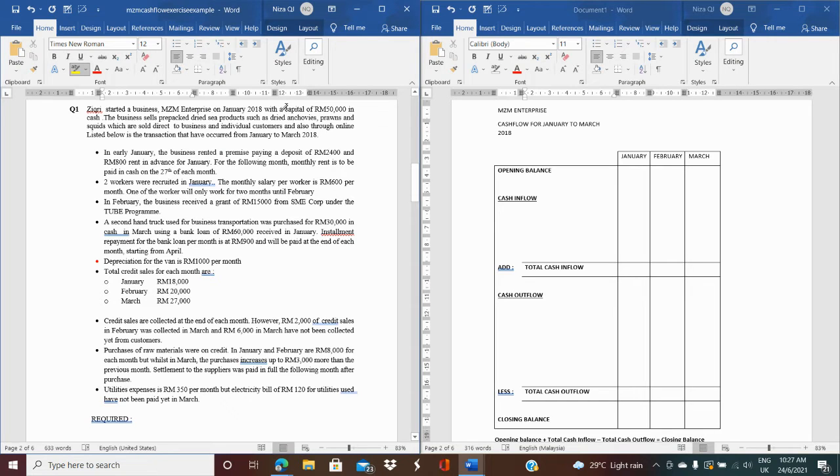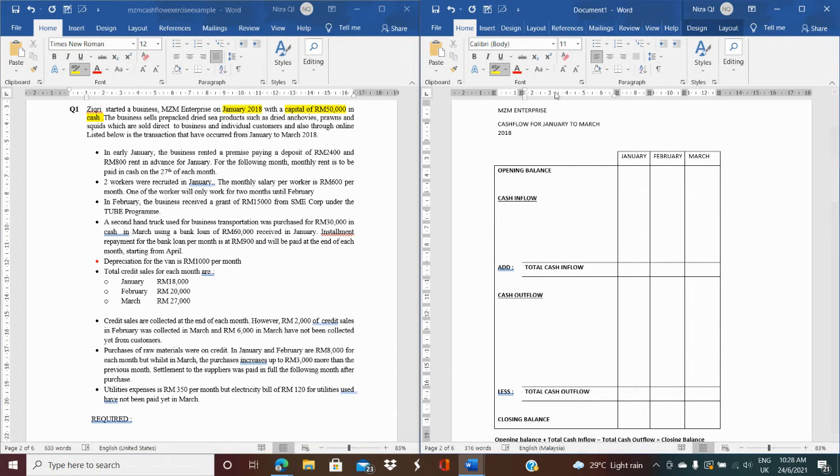So what is the inflow? This is the capital, 50,000. When did it occur? January 2018, in cash, so it's already in cash, so I highlight it. The business sells prepacked dried seafood such as dried anchovies. These are only information. So now you know this is the first transaction. Prepare in the next document the cash inflows.